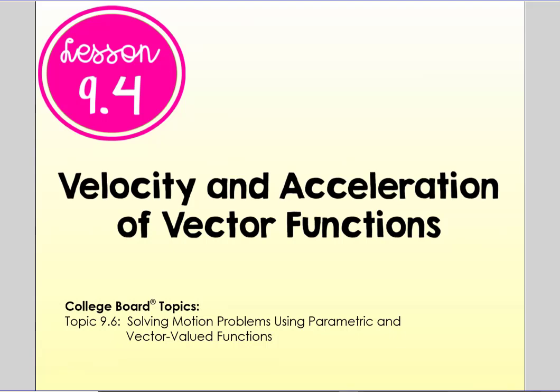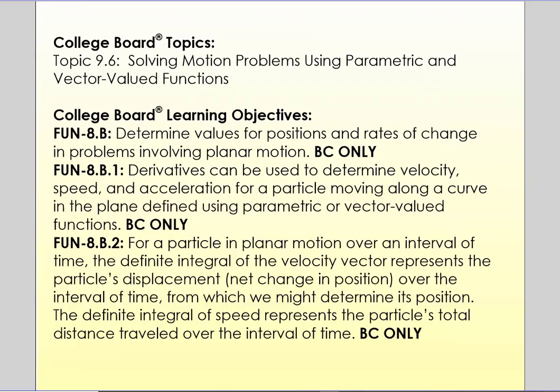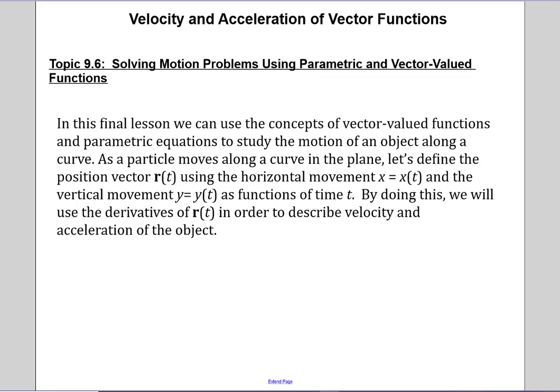This is lesson 4 in unit 9, and today we're going to talk about solving motion problems using parametric and vector valued functions. In our last lesson, we looked at finding derivatives and dot products of vector valued functions. We've used both component form and linear combination form, so you can be familiar with either of those notational marks. In this final lesson, we're going to use the concepts of vector-valued functions and parametric equations to look at the motion of an object along a curve.